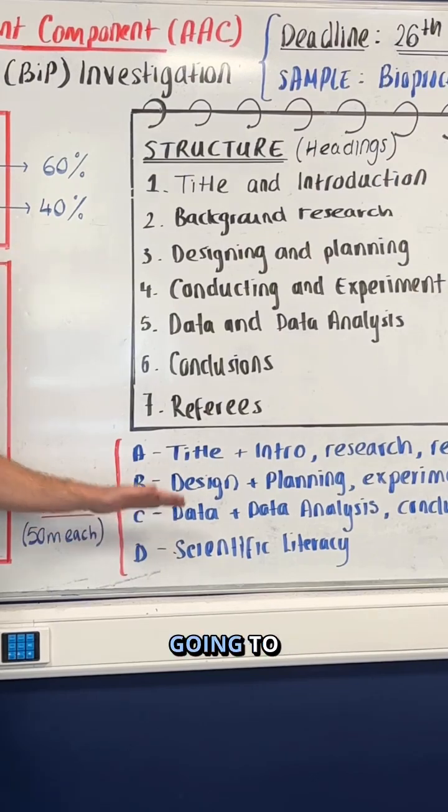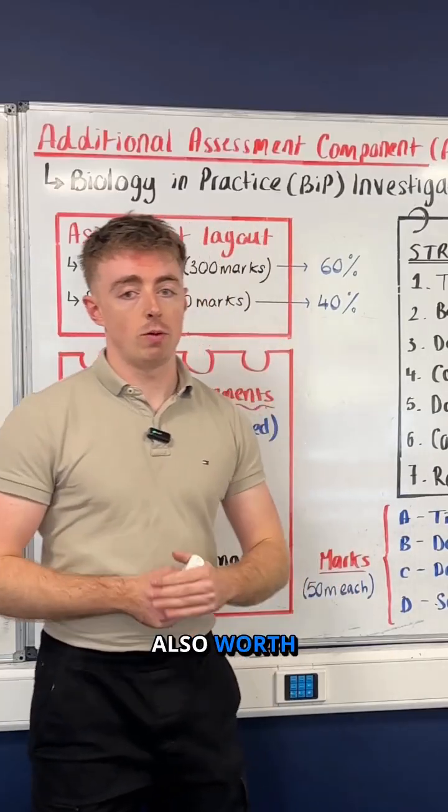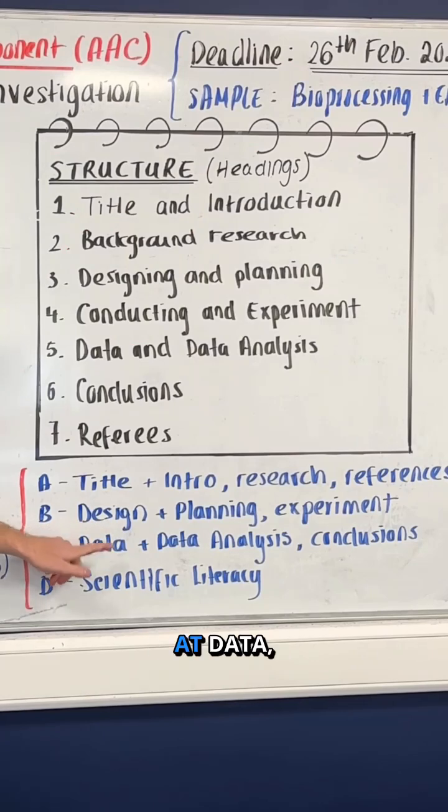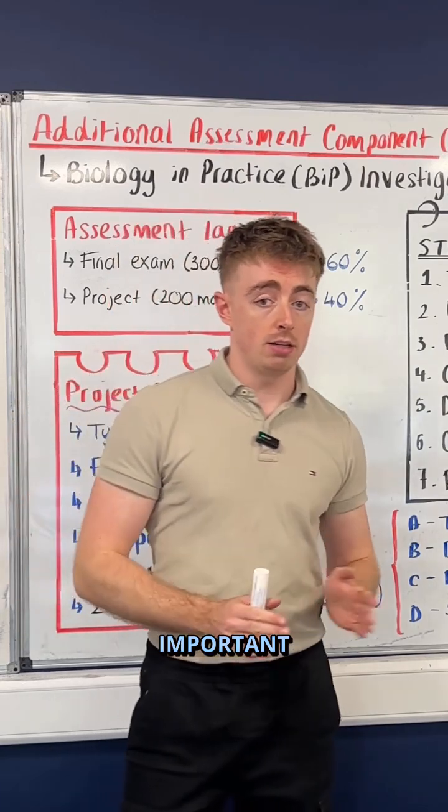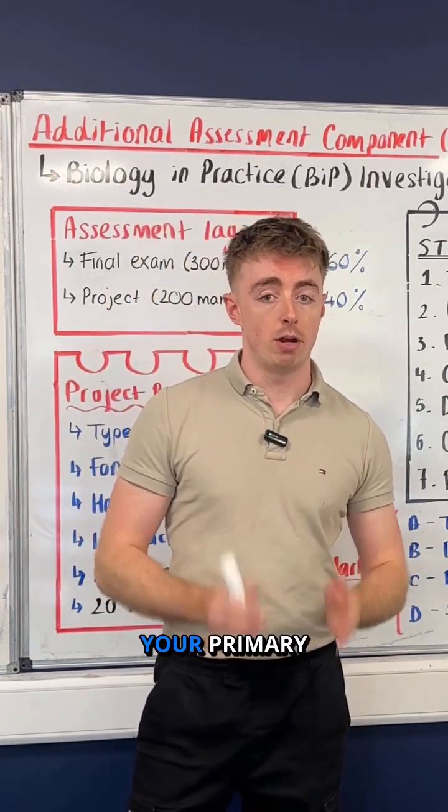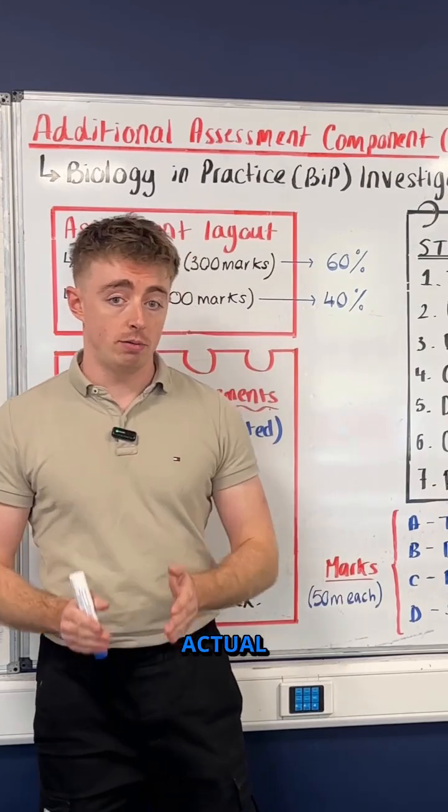Okay, the next one that we're going to take a look at is C. Again, this is also worth 50 marks. This section takes a look at data analysis, and your conclusions. This is one of your most important sections because this is all about your primary data. So it's linking up with your actual experiment.